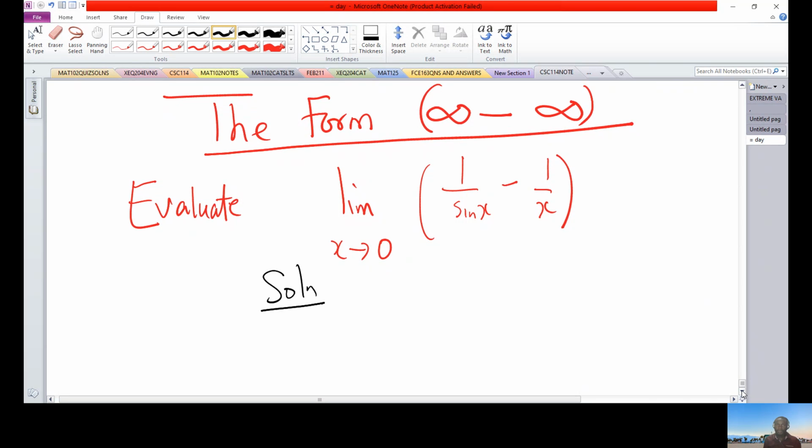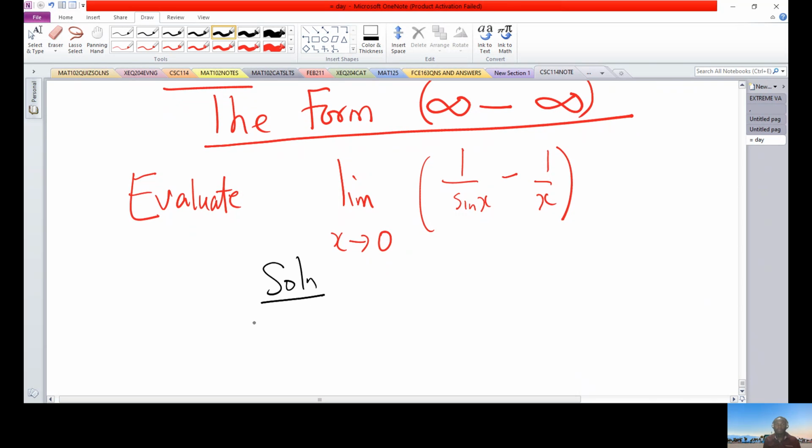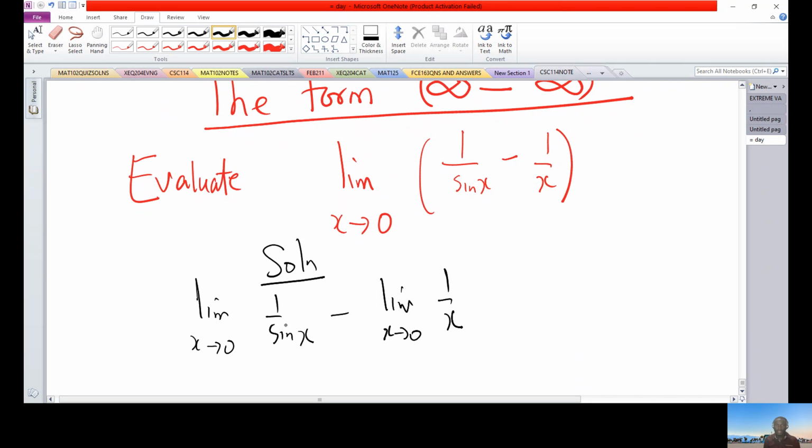the first thing is to test for this indeterminate form. So this is the same as limit as x approaches 0 of 1 over sine x minus limit as x approaches 0 of 1 over x. Now the direct substitution should tell you that this first limit, sine of 0 is 0, so it's like we have 1 over 0 minus, here is also 0. So 1 over 0 is infinity, 1 over 0 is also infinity.